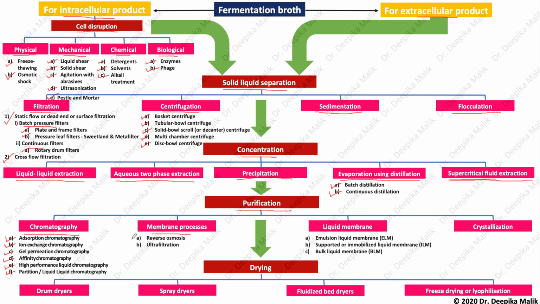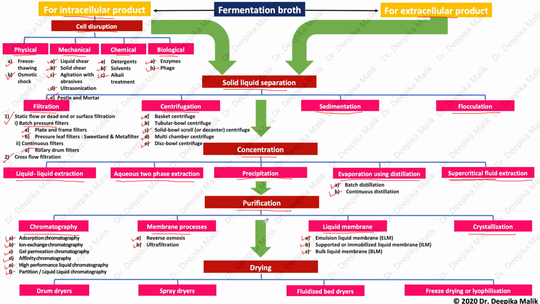Membrane processes include reverse osmosis and ultrafiltration, which utilize semi-permeable membranes to separate molecules of different sizes. Liquid membranes involve the selective transport of solutes across a liquid phase, acting as a barrier between two immiscible phases. Emulsion liquid membranes involve the use of an emulsion. In supported or immobilized liquid membranes, liquid is immobilized in the pores of a thin microporous solid support. In bulk liquid membrane, the liquid membrane phase is typically immobilized in a porous support material. The crystallization method is used to obtain pure crystals of the desired substance from an impure mixture.